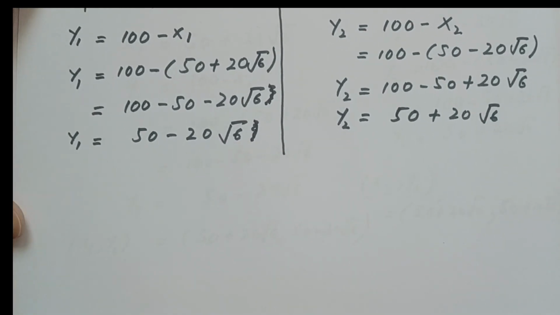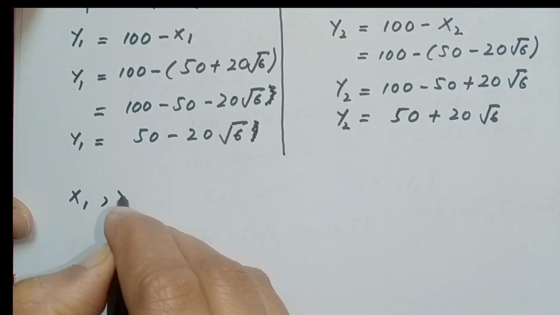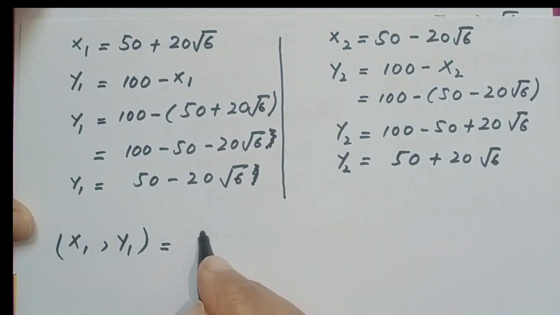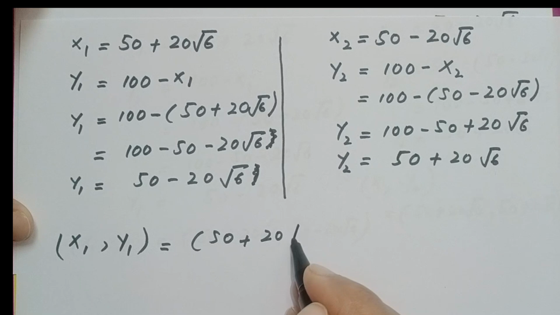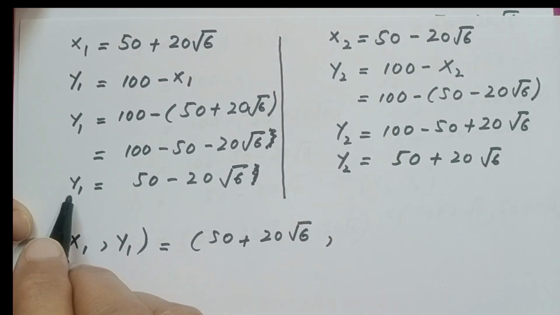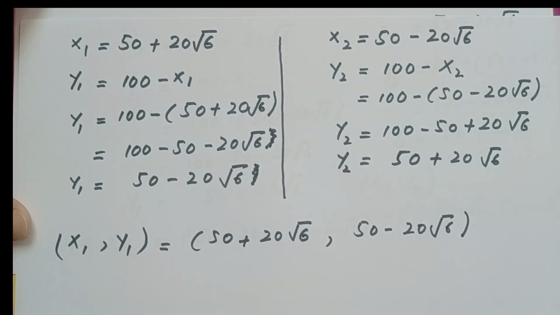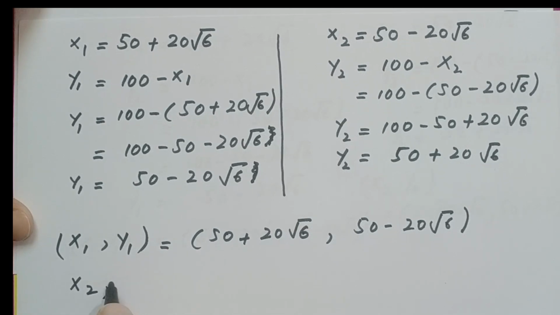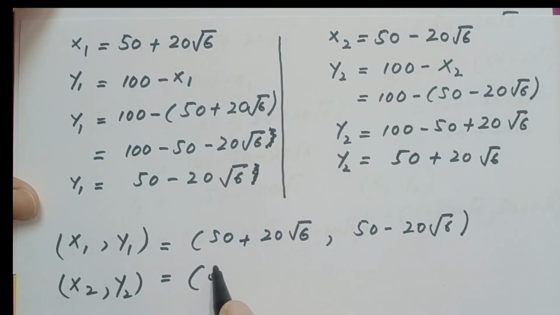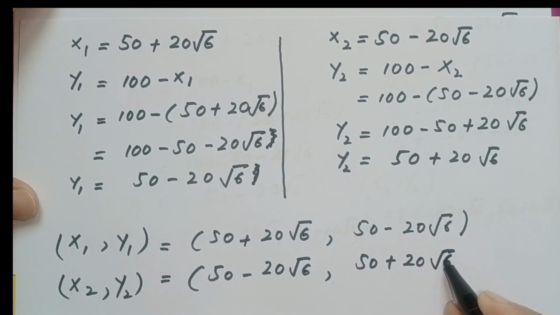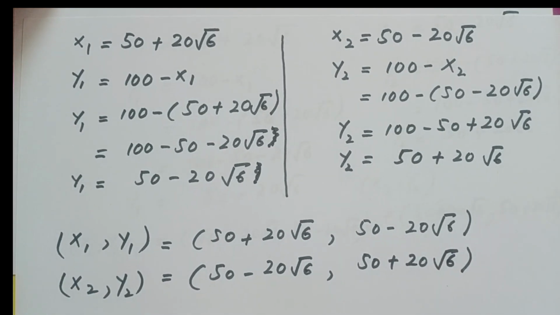Now we will write the solution set. X1, y1 is equal to, we know x1 is equal to 50 plus 20 times square root 6, and y1 is equal to 50 minus 20 times square root 6. So x2, y2, here we have x2 is 50 minus 20 times square root 6, and y2 is 50 plus 20 square root 6. So we have two solution sets. Now we need to check the solution set.